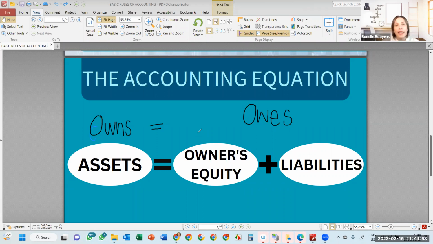But do you agree that the business actually owes that money to the owner? I mean, it came from the owner. He gave it to the business to get this business going. The money is now in the business's account. But the business owes this money to the owner.